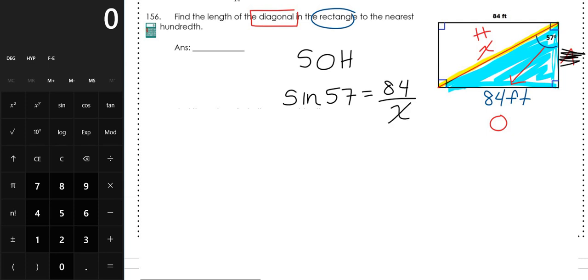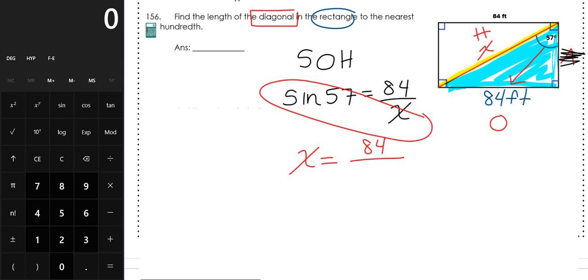Now, when your variable's on the bottom in a trig function, you're going to have it switch with the trig function. So the x, or whatever variable you have as the denominator, switches with your trig function. So it looks like this. X equals 84 over sine of 57.